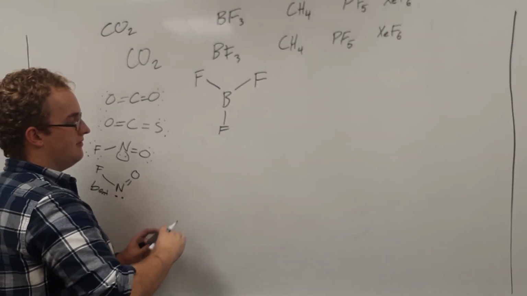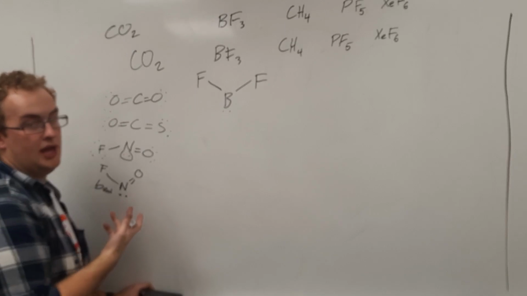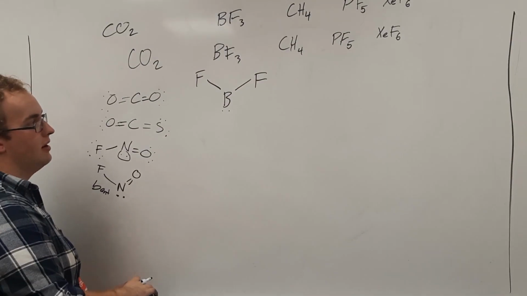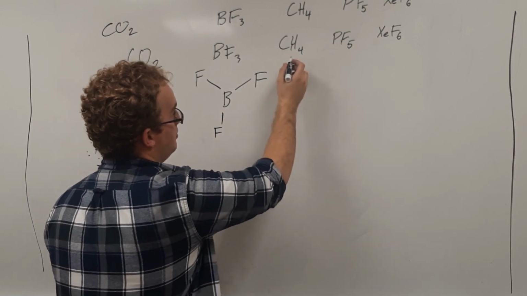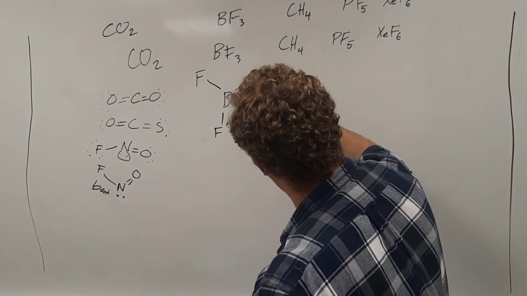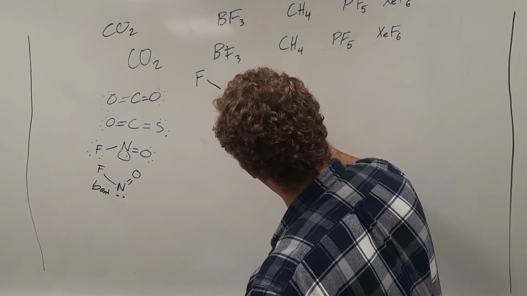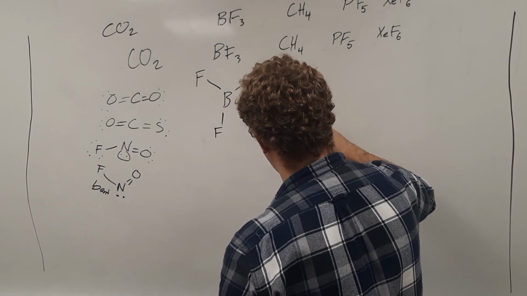Now if we removed one of these fluorines and say this was a lone pair now, then we have the bent shape that we talked about a little bit ago. So now we can move on to the next shape. We have our C in the middle, and then we have an H over here, an H right there, and an H right here.